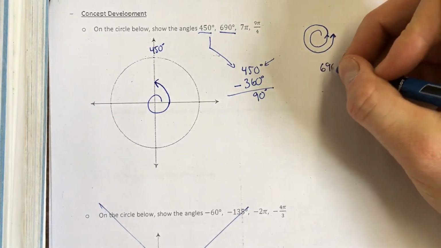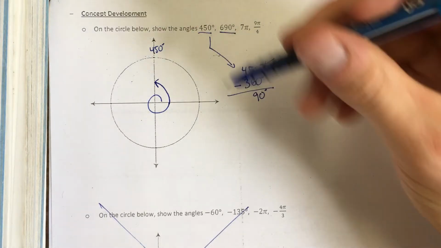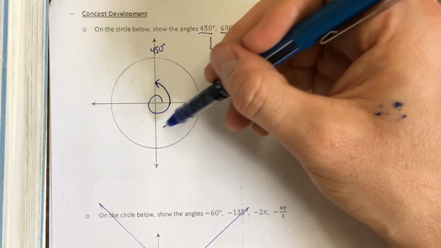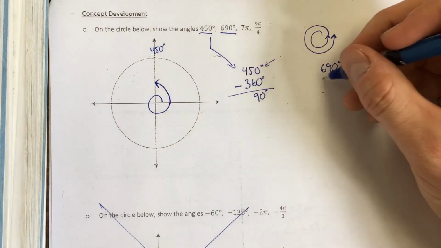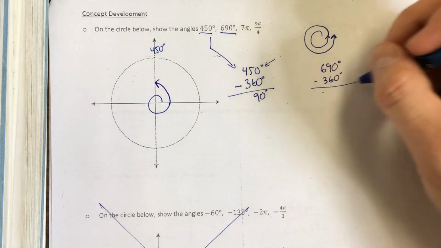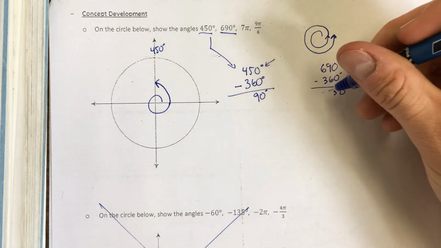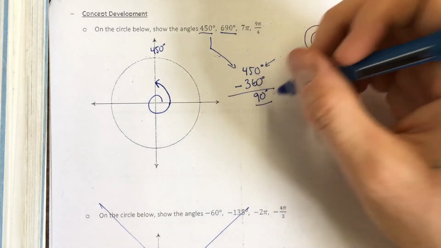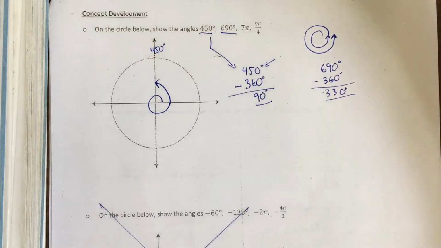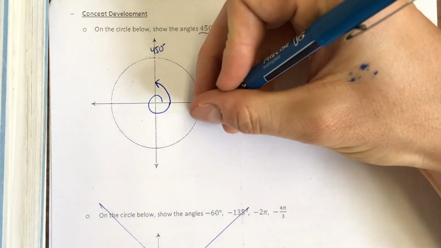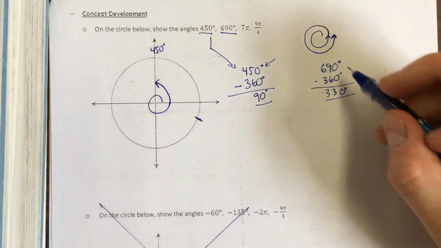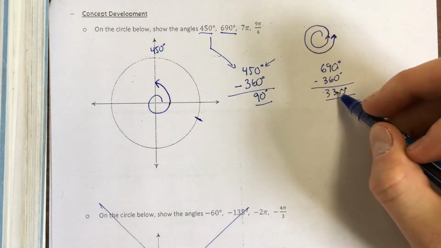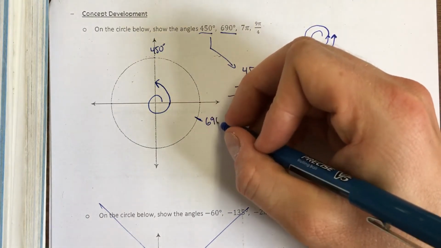Similarly, if we have 690, we could do something similar. So 690, I'm going to go around the circle once. So I'm going to take away the 360 to figure out how much more to go. And that's going to give me 330. So 330 on our unit circle would be here. And so 690 and 330 end in the same spot.